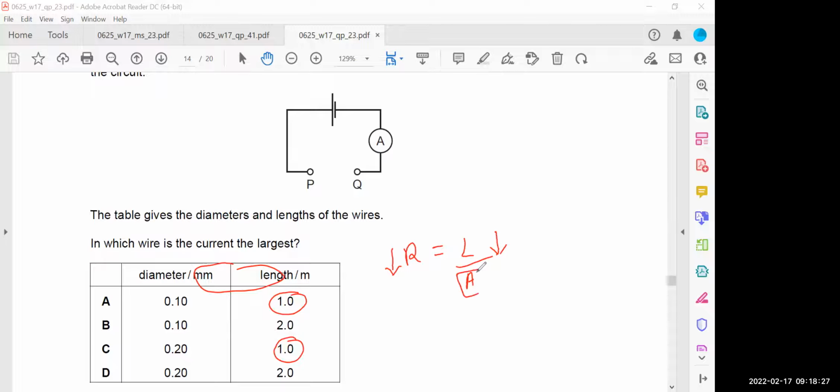And what about the area? To reduce the resistance, I need to increase the area because R and A are inversely proportional. Area is related to the diameter. So area should be increased. Which combination will be right? I need less length and higher diameter. Should I go with A or C? I need higher diameter and lesser length, so this combination, 0.20 and 1.0. C is the right answer.